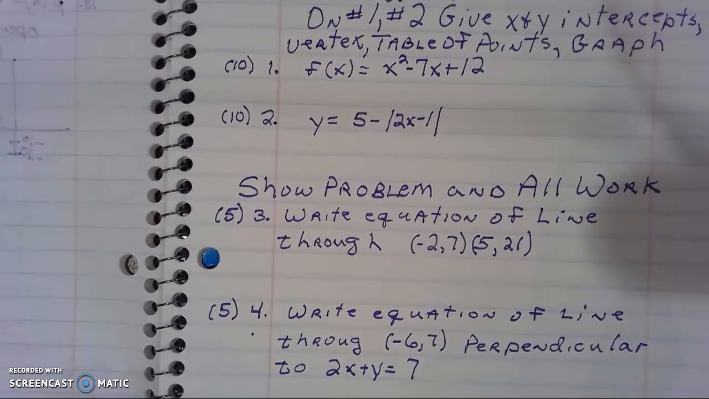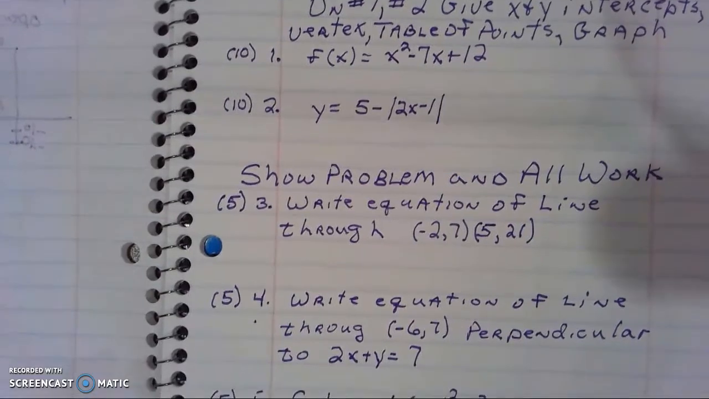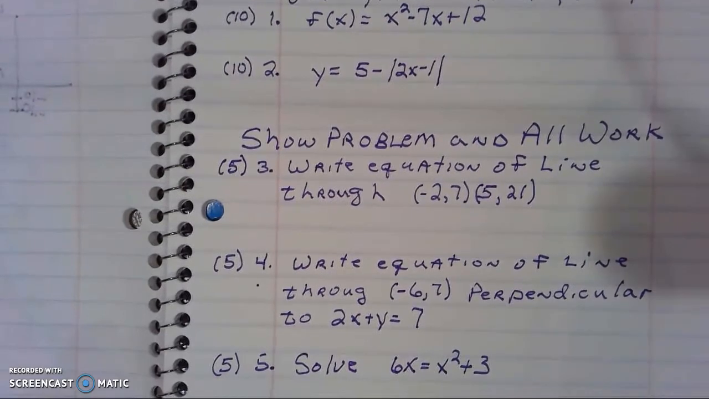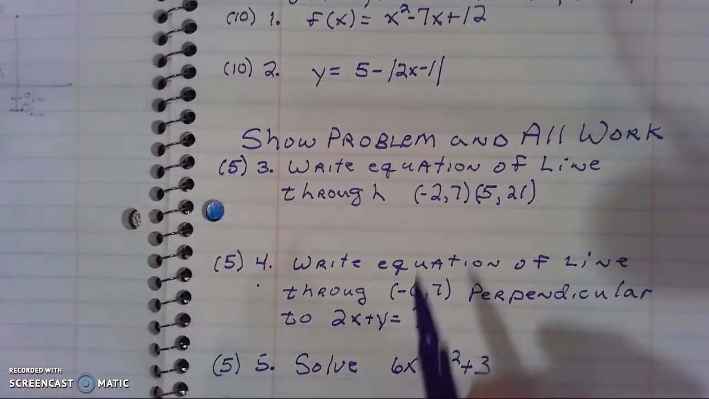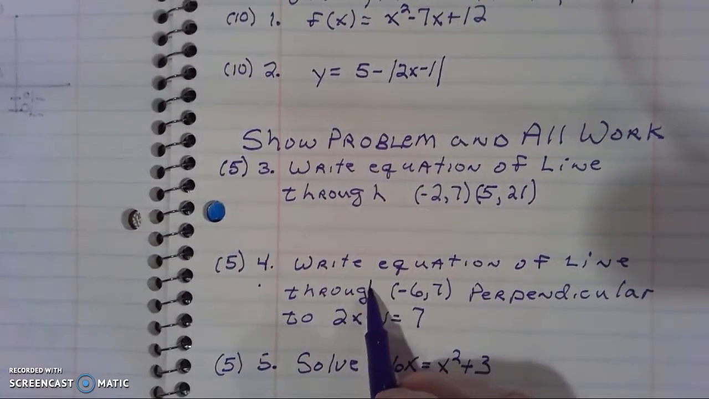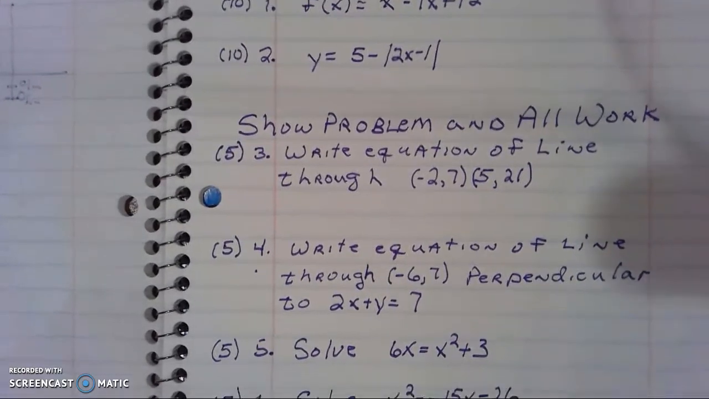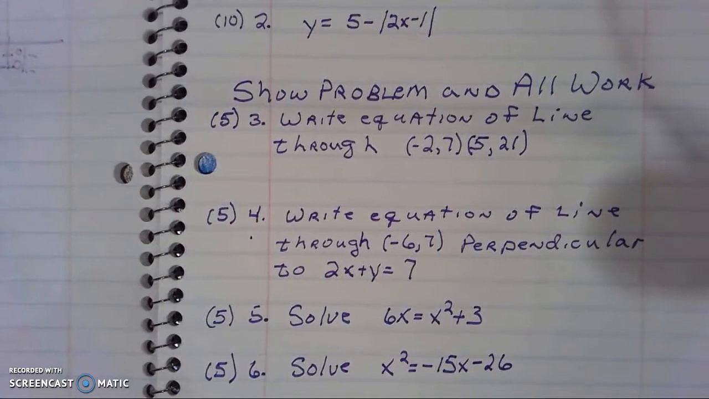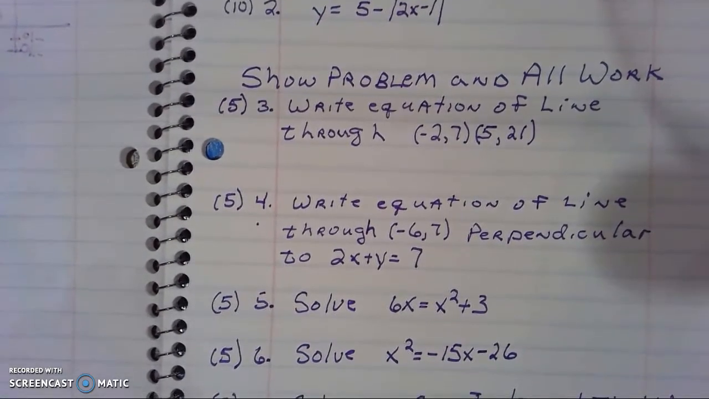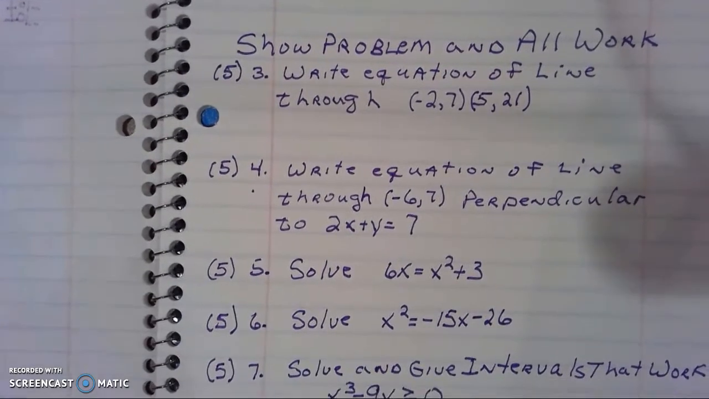Write the equation of a line through negative 2, 7 and 5, 21. Number 4, write the equation of the line through negative 6, 7 and perpendicular to 2x plus y equals 7. Show all the work. Number 5, solve this, probably with the quadratic formula.